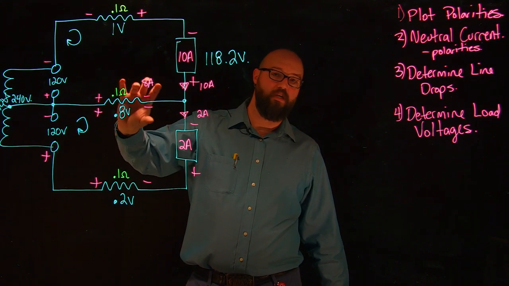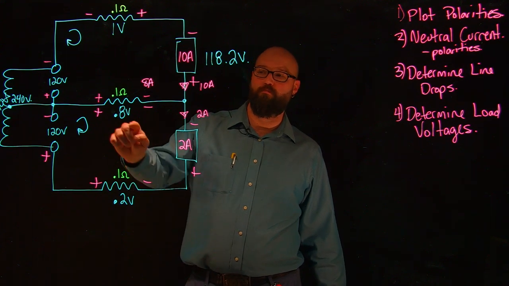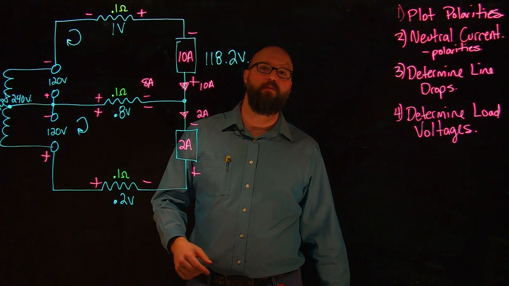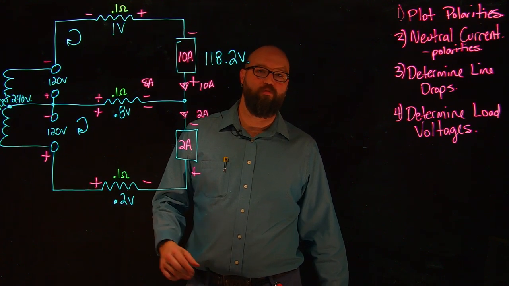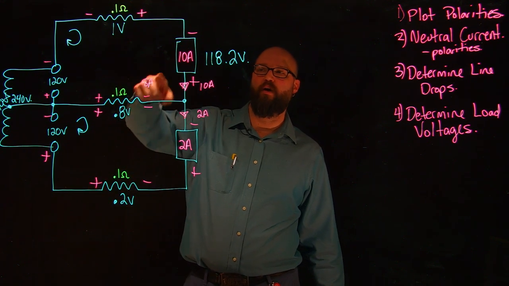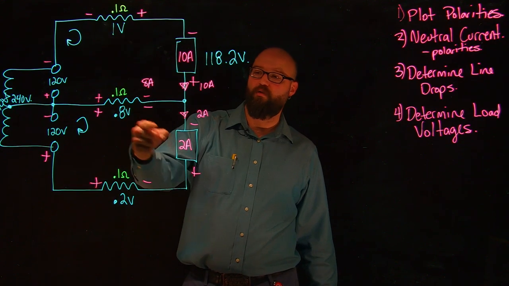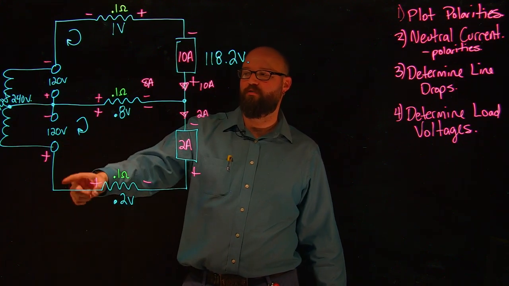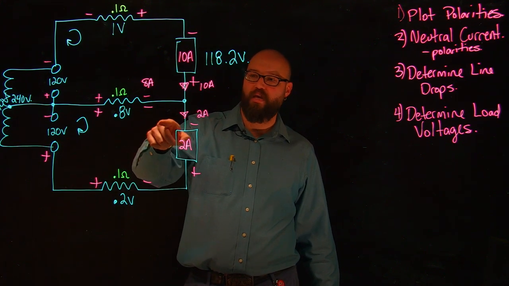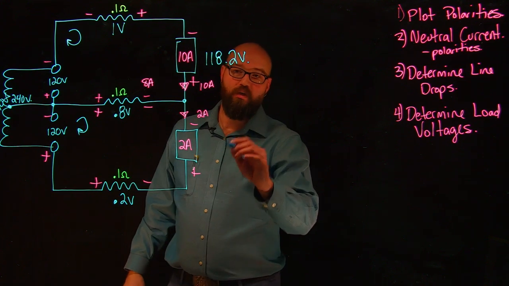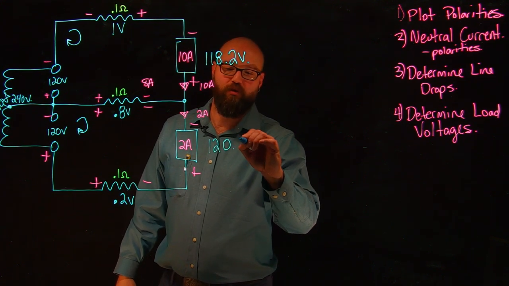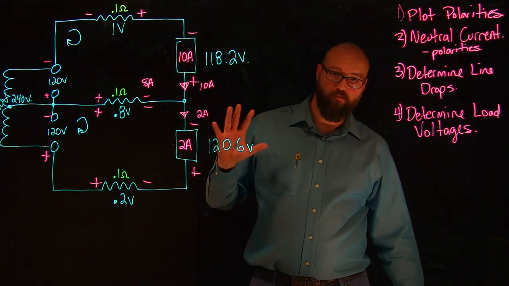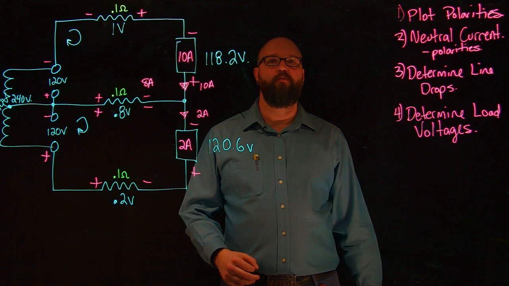Now this is why I like to put the polarities of the neutral on both sides. It's simply a visual indication to me of what I need to do with that voltage when I encounter it, right? Because in this circuit, as we went around, that was actually a voltage drop. As we go through this circuit, we see that it's actually a voltage rise, so I need to add it to this 120 volts. So we have 120 volts plus 0.8 minus 0.2 gives us a voltage at this load of 120.6 volts.